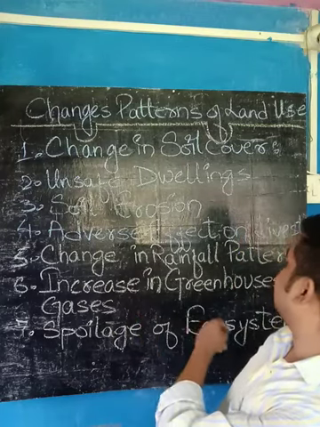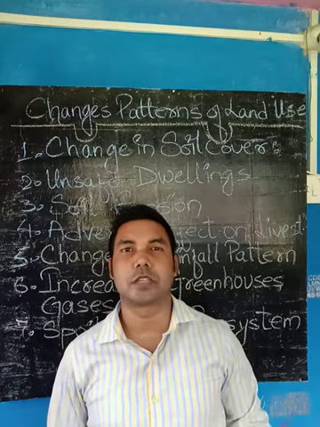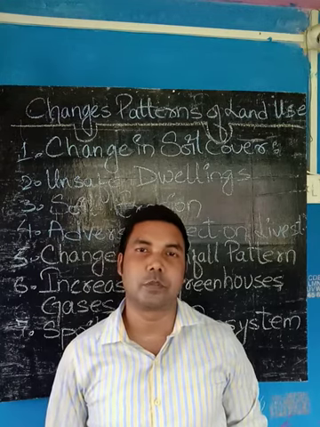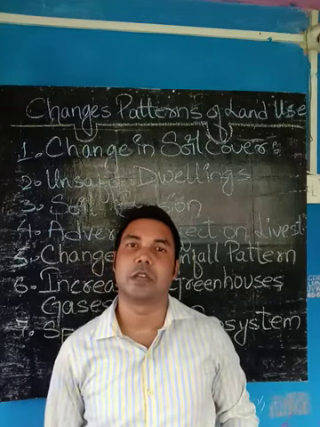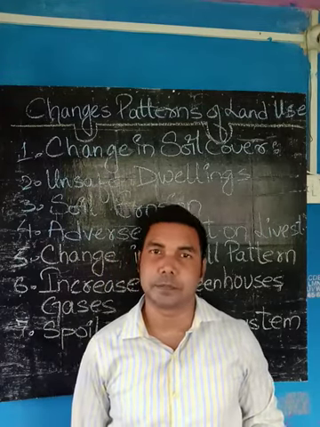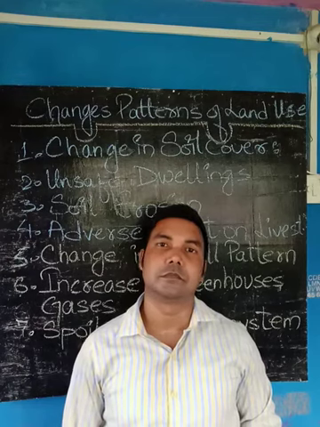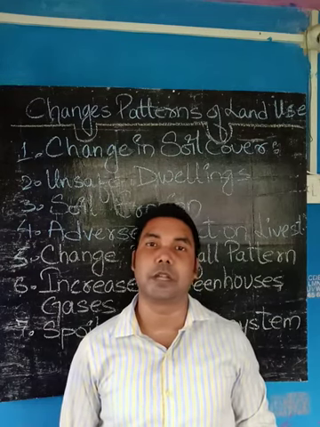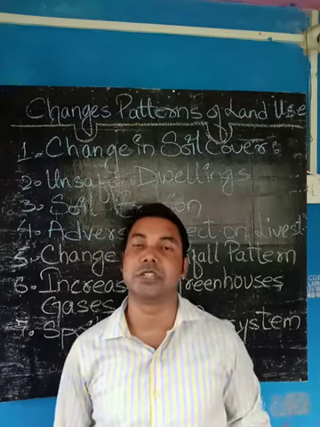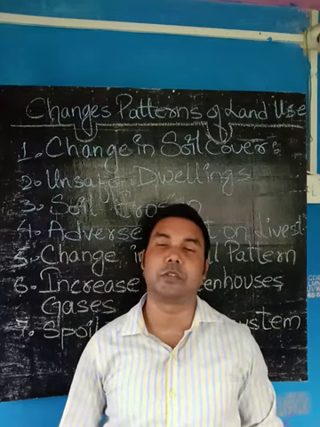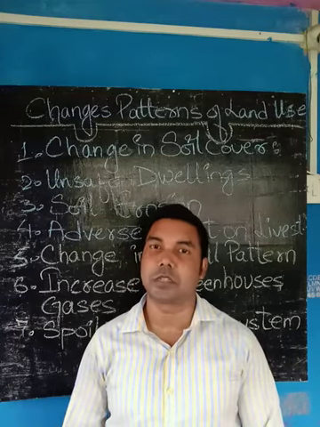Next, increase in greenhouse gases. The greenhouse gases are increasing day by day within the atmosphere. So when the greenhouse gas is increasing, what is happening? The ice caps, mostly in the polar region, are affected. The ice is melting day by day, thus changing the pattern of the season. It is because of the greenhouse gases that the pattern of the season is changing. A particular month is not there for a particular season. The month and season are changing because of greenhouse gases.